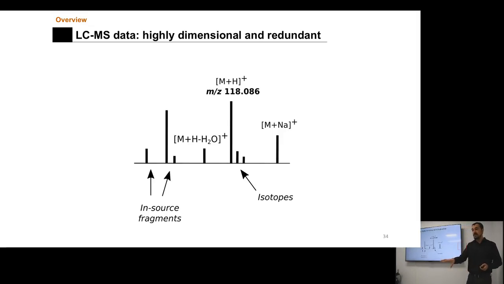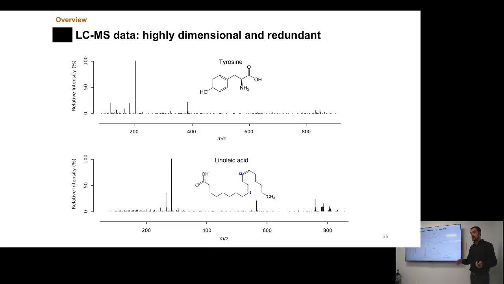This is a very simple example. This is using a scheme. I want to show you two real examples of two metabolites in real samples. This is an example of two metabolites in, as I say, real samples, and you see that we observe lots of peaks, lots of features.